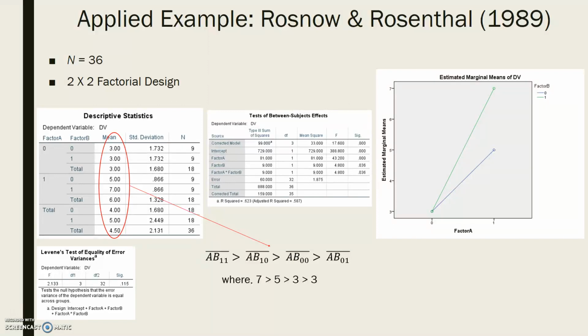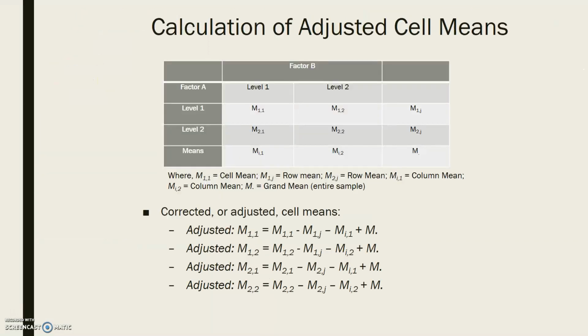And so one of the things we would want to look at is the simple effects, to see where the differences are. So if we just take the regular means and put them in a table such as this, which we had in the previous slide, we'd want to make adjustments to these cell means. And how we would do it, this slide just provides us the formulas for making these adjustments.